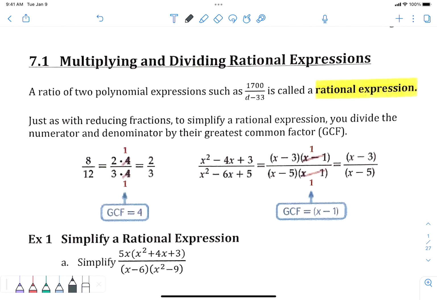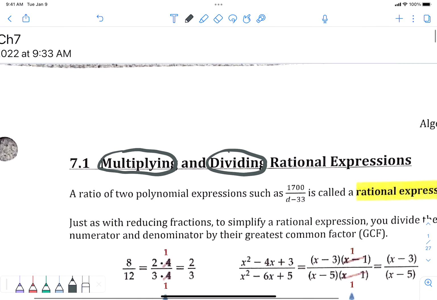This is 7-1. Circle these words please on your paper, everybody: multiplying and dividing rational expressions today. Multiplying and dividing rational expressions, okay? I'm going to give you a really easy example of multiplying and dividing rational expressions. Let's say that we have 2/3 and we are multiplying that by 1/6, okay?